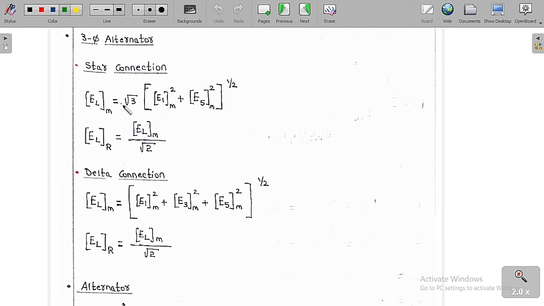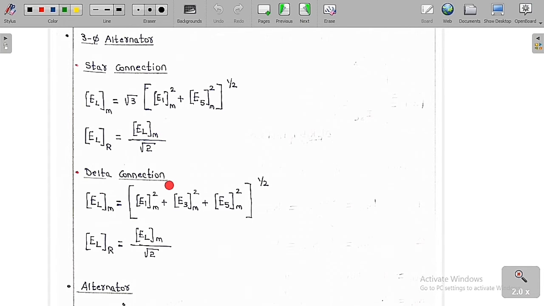So therefore, I already told you whether it is a star connection or a delta connection, in the line voltage there will never be a third harmonic component. So EL is equal to root 3 into under root over E1 square plus E5 square. Take all the maximum values and you are going to get the maximum value of line voltage. If you want the RMS value, just take the maximum value by root 2.